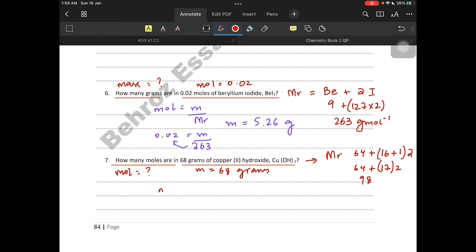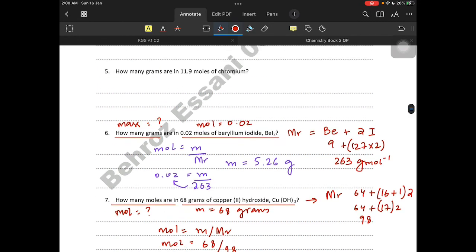We know the formula is mole equals mass over Mr. We don't know the moles, but we know that the mass is 68, the Mr is 98. When we divide 68 by 98, it becomes 0.693. So the mole equals 0.693 mole copper hydroxide.